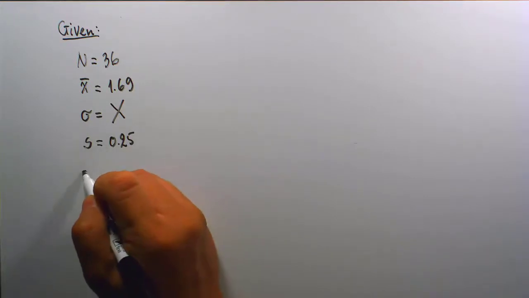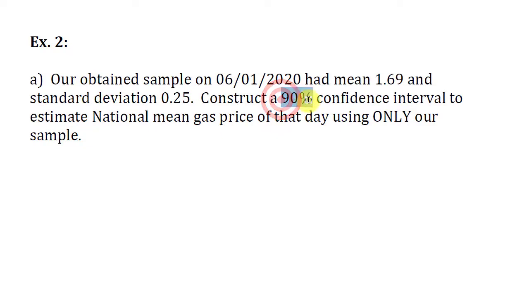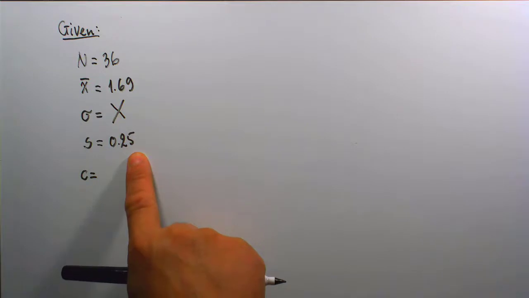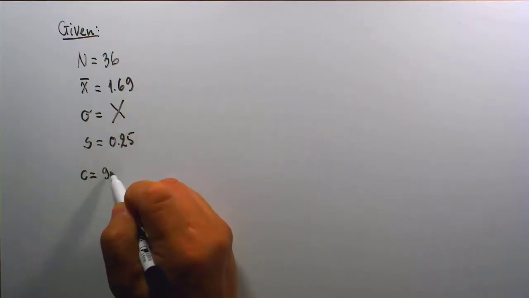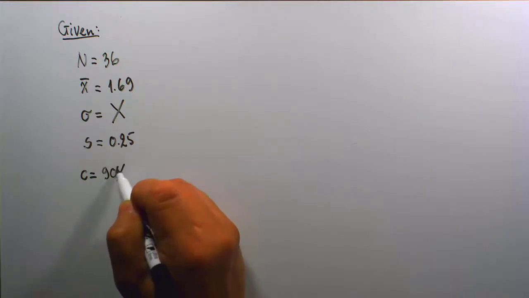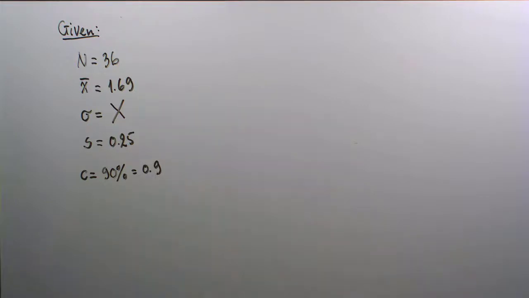And as usual, I have a confidence level being given at 90% here on my screen. And then once again, allow me to highlight all that given the other information. So we got a mean being $1.69 and a standard deviation 0.25. But how I recognize that on my screen, it's a sample standard deviation and it's a sample mean. So the confidence level here is 90%, and in decimal, it's 0.9.